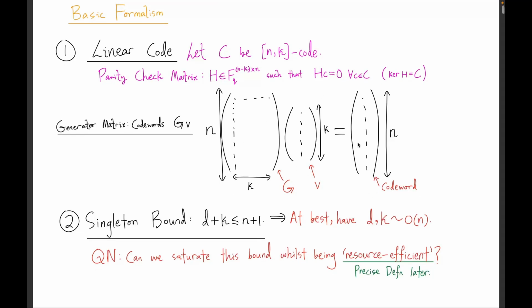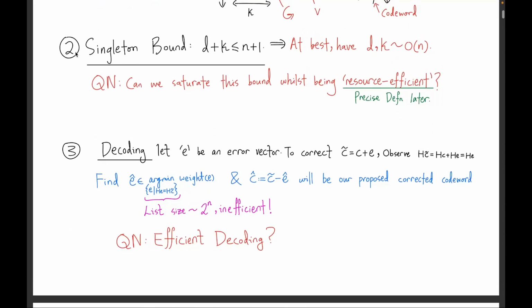And in these cases, in general, one can actually show that they have to obey a certain Singleton bound, which basically says that for these linear codes, the sum of k and d, the encoding rate and code distance, is at best proportional to n. So k and d is at best proportional to n and no more. And naturally, we can ask, can we saturate this bound whilst being resource efficient?